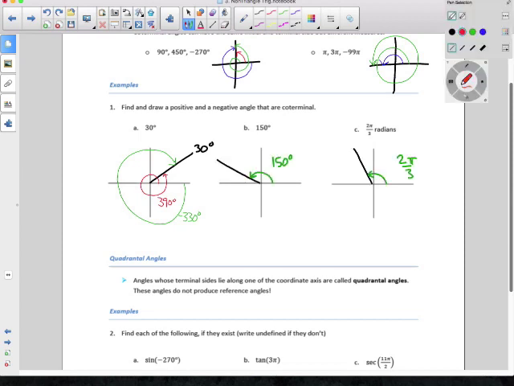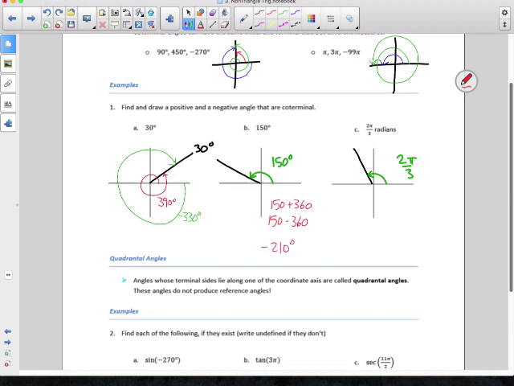So here I've drawn in the 150 and the 2 pi over 3. We're just going to figure out an easy way of doing this. Okay, so we do 150 plus 360, and we do 150 minus 360. If I do that, that's going to give me negative 210 degrees and 510 degrees. It's my two answers. So that's just going around the circle a full time or going backwards until we hit it the first time. And we could keep going. We could just keep adding 360 or subtracting 360 over and over.